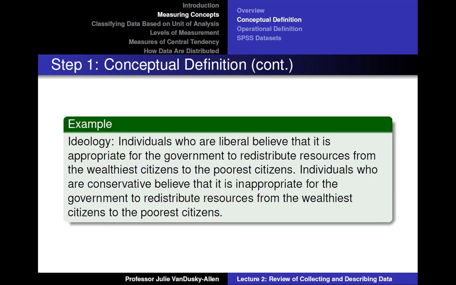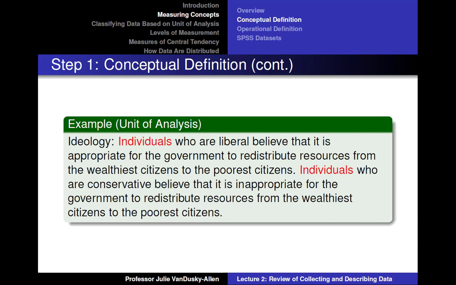Here is an example of a conceptual definition for ideology. Individuals who are liberal believe that it is appropriate for the government to redistribute resources from the wealthiest citizens to the poorest citizens. Individuals who are conservative believe that it is inappropriate for the government to redistribute resources from the wealthiest citizens to the poorest citizens.